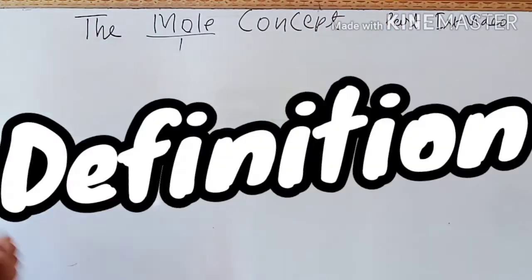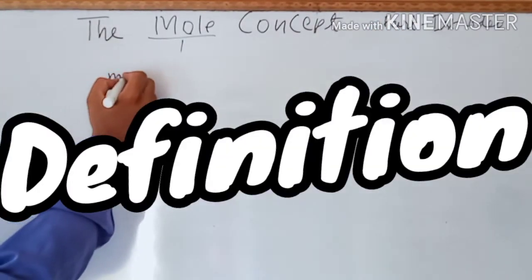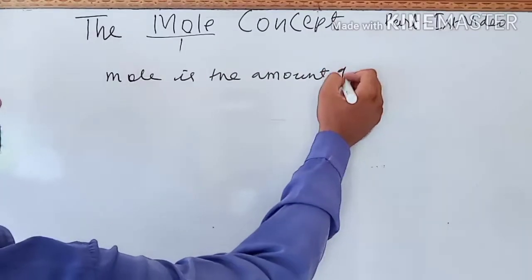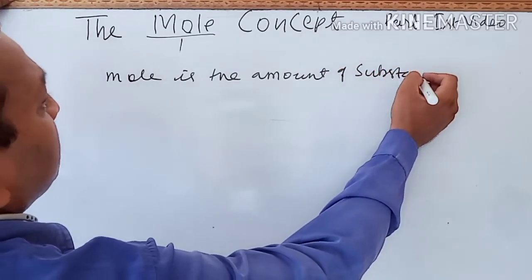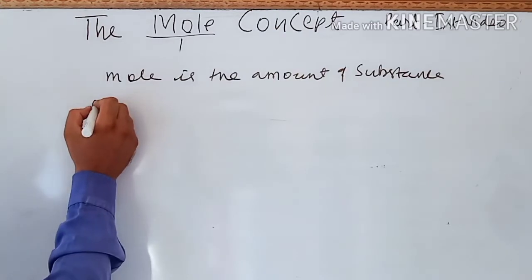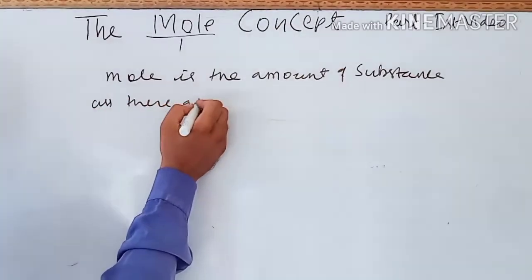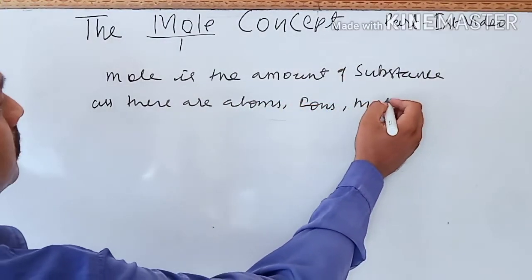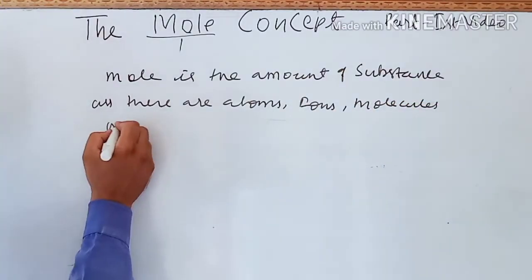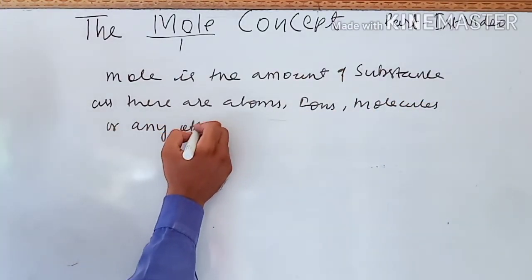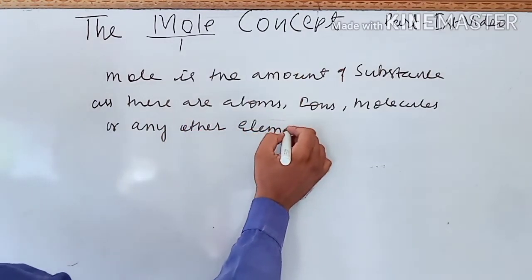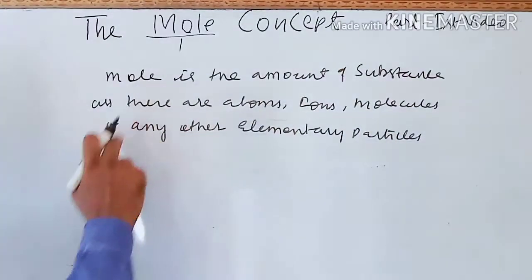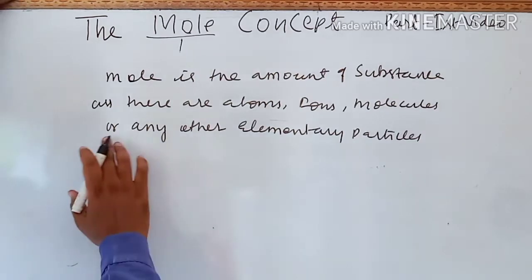So see this, what is the definition? Mole is the amount of substance containing as many atoms, ions, molecules or any other elementary particles as there are present in exactly 12 gram of carbon 12 element.